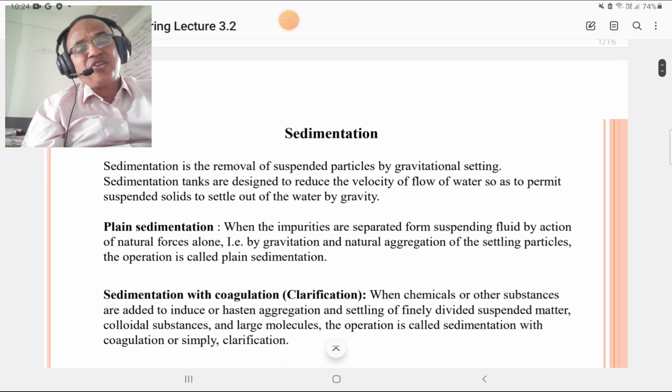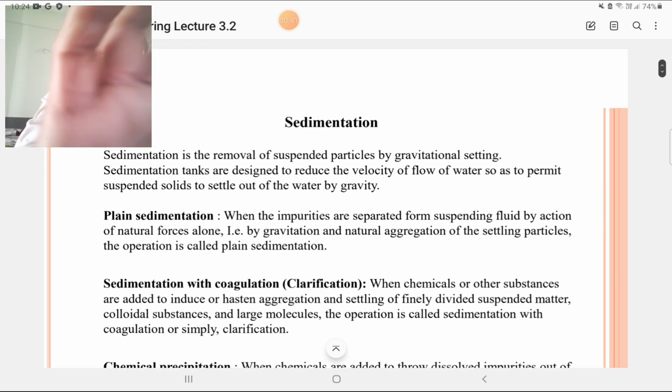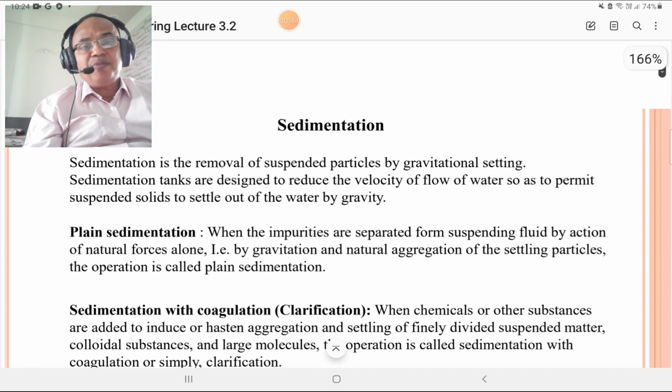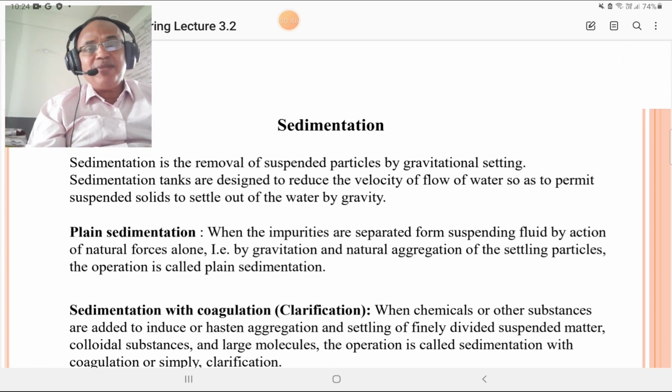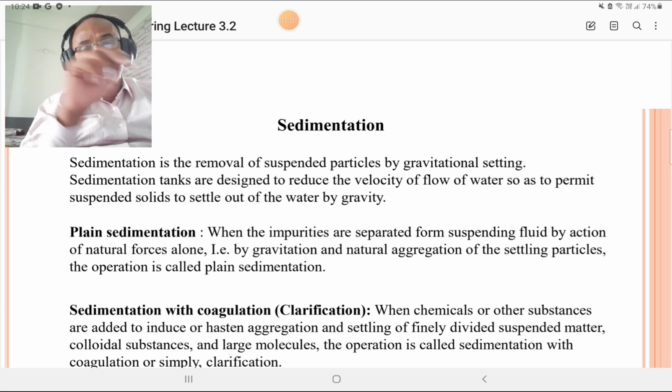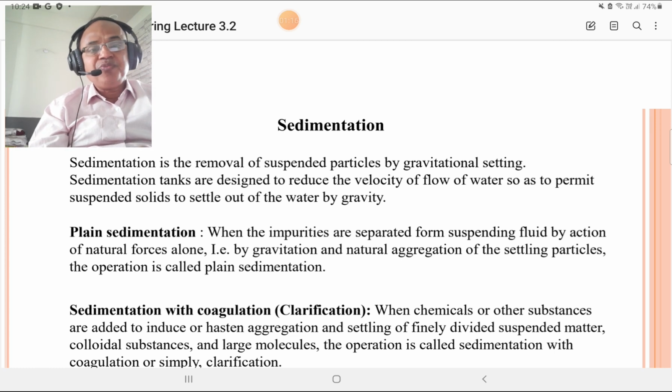First of all, we discuss what sedimentation is. You must know this process for any water supply treatment. Sedimentation is the removal of suspended particles by gravitational settling. Sedimentation tanks are designed to reduce the velocity of flow of water so as to permit the suspended solids to settle down at the bottom of the water due to force of gravity. So, force of gravity is an important factor in the process of sedimentation.